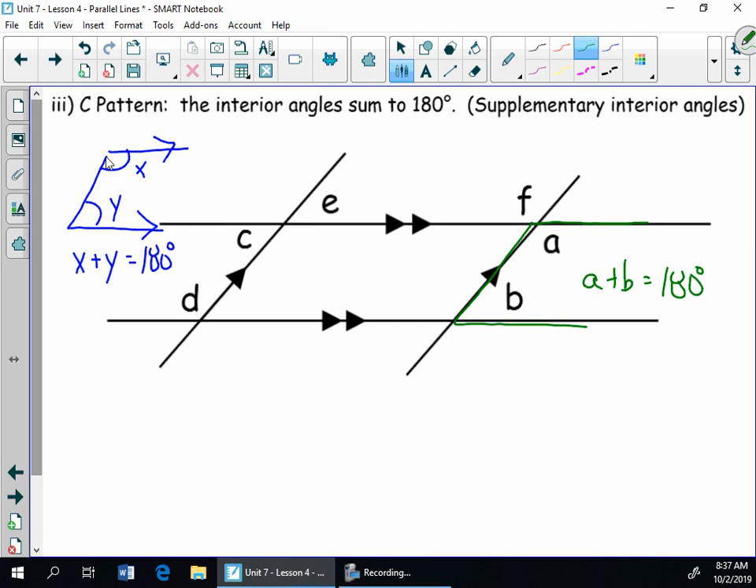Okay. But C's don't have to be the letter C. They could be like the letter U. Here's a U, which is a C on its side. You turn your head. And here, E plus F have to make 180.